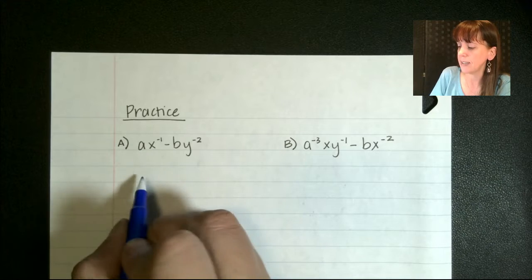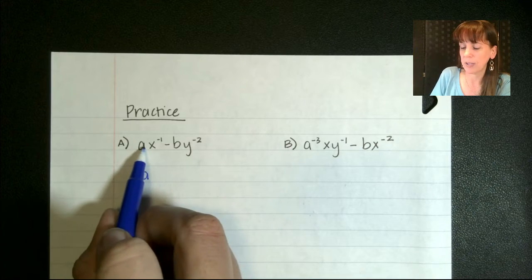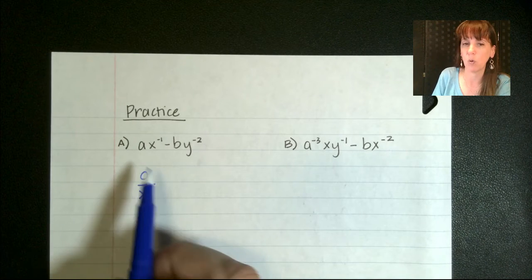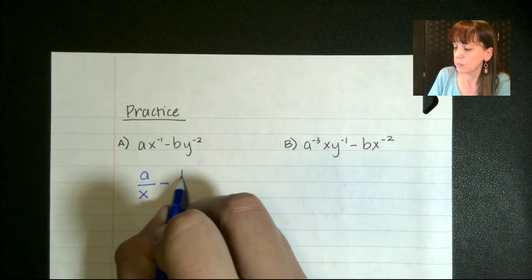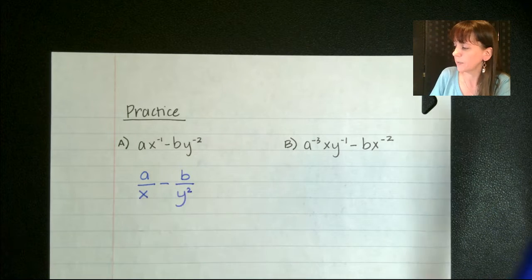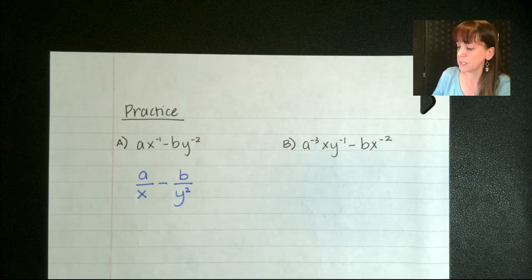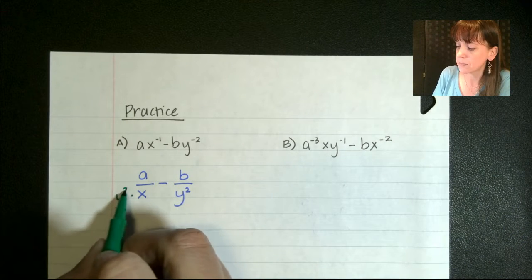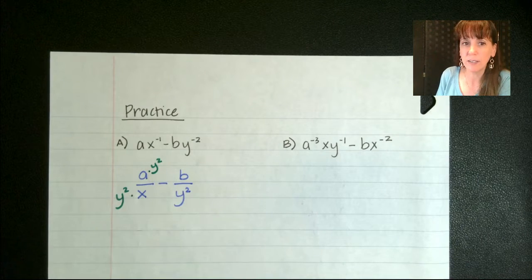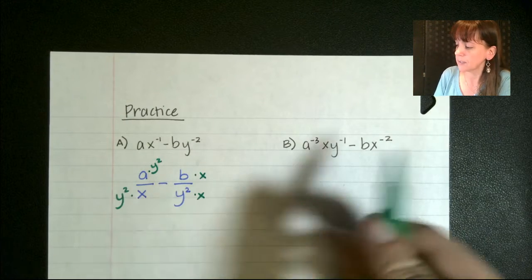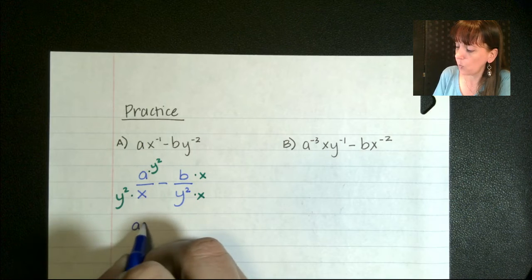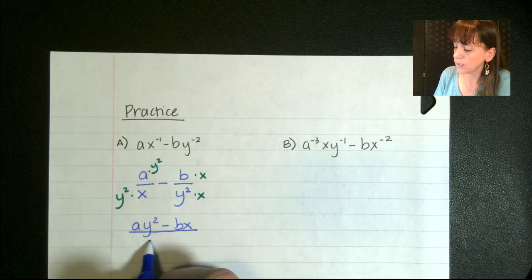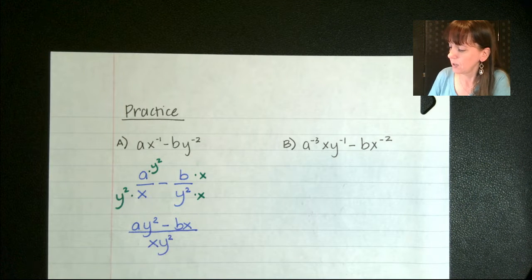Okay, so looking at this guy, this is going to be a, and remember that's 1, so we'll leave that there, over x now to a positive 1 because I moved it downstairs, minus b y squared. So for our common denominator, it's going to be xy squared. We're just going to multiply these two things together. So over here times y squared, and then over here times x. So what I end up with is ay squared minus bx over xy squared.